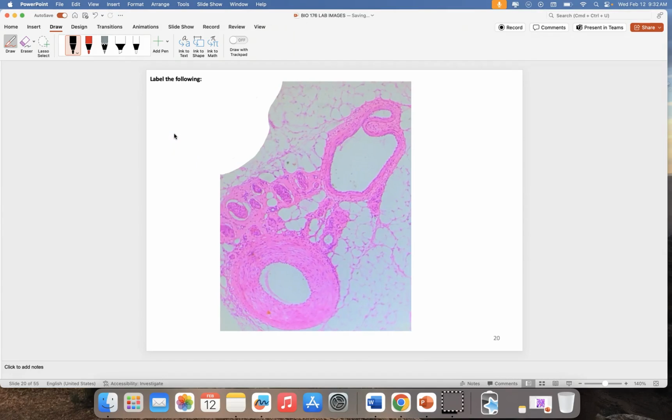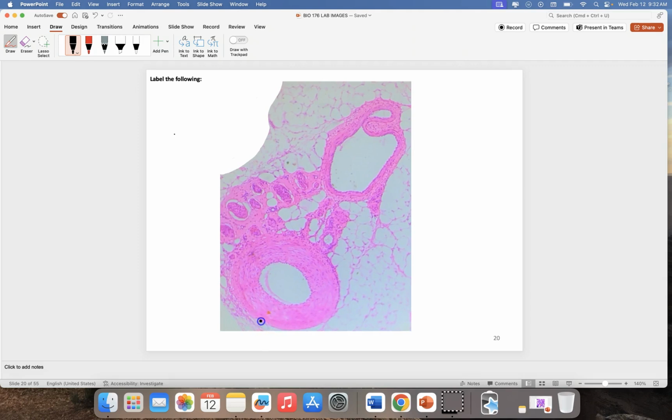In today's video, we are going to take a look at the artery and vein underneath the microscope. We're going to learn how to tell the differences between the two underneath the microscope and talk about how and why artery structure is different from the structure of our veins.